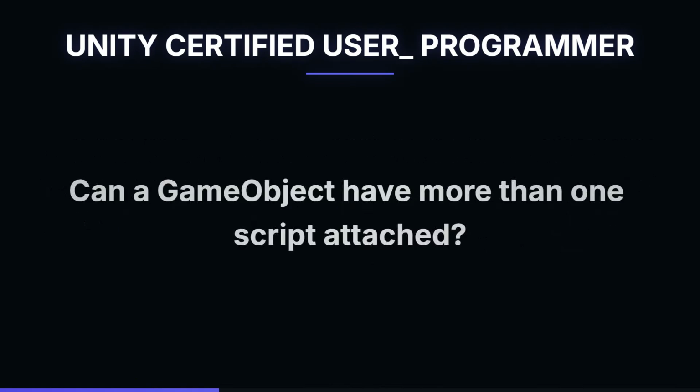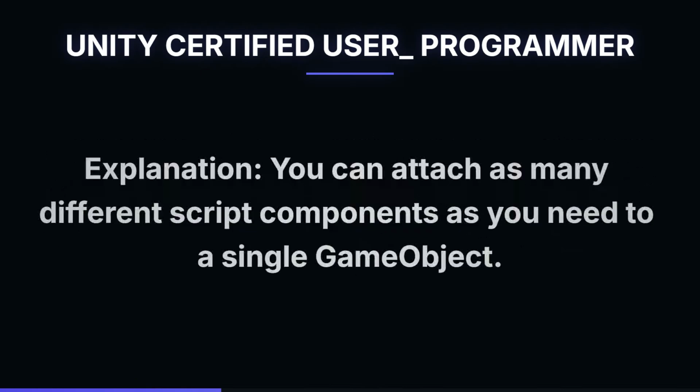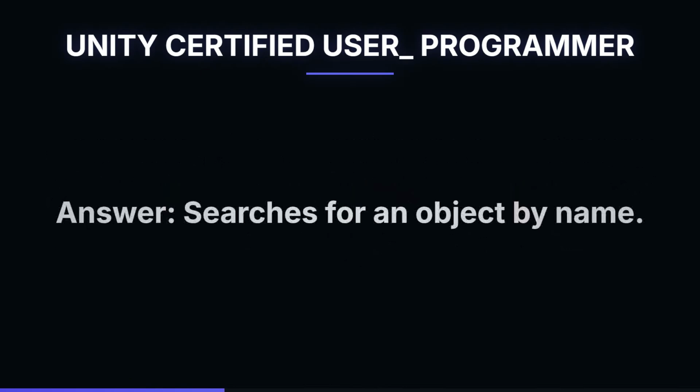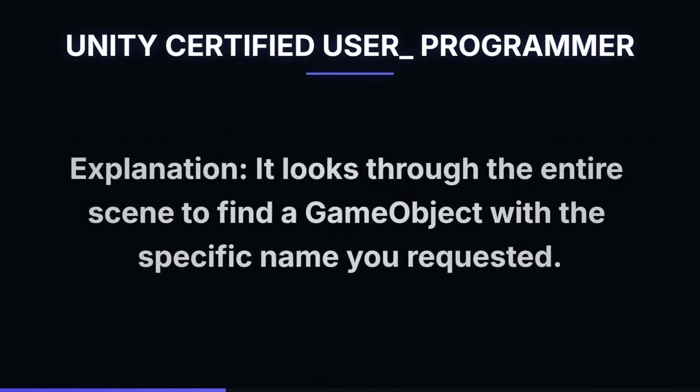9. Can a game object have more than one script attached? Answer: yes. Explanation: you can attach as many different script components as you need to a single game object. 10. Find. Answer: searches for an object by name. Explanation: it looks through the entire scene to find a game object with the specific name you requested.